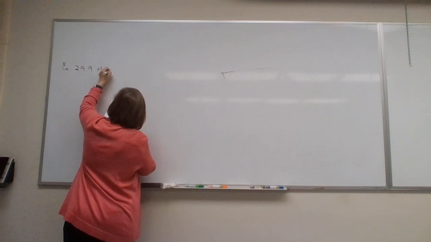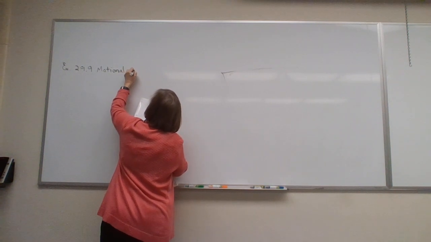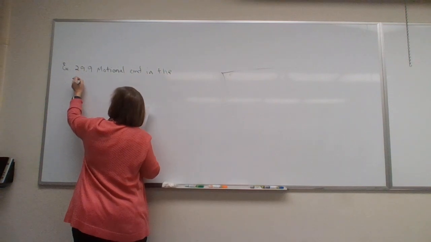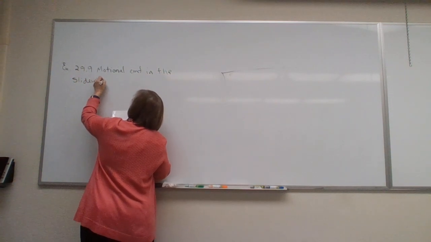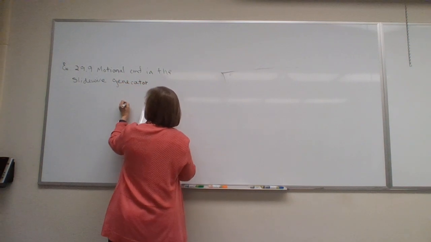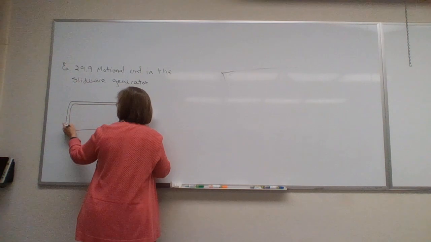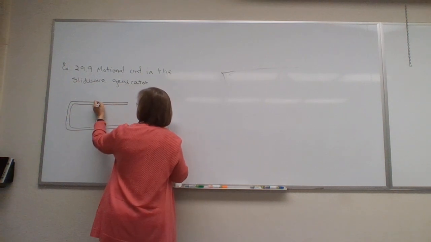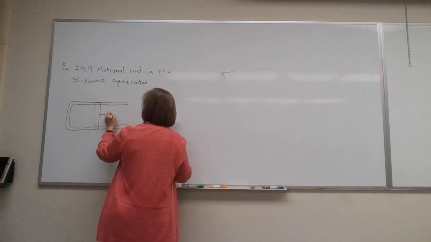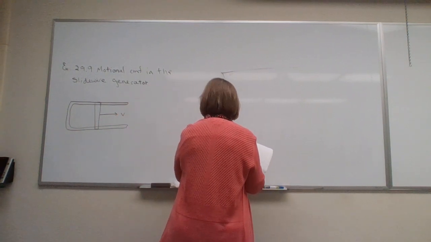Going back to motional EMF in the slide wire generator. Conducting rails. Here's our little rod. I'm going to move it this way. We've got magnetic field.